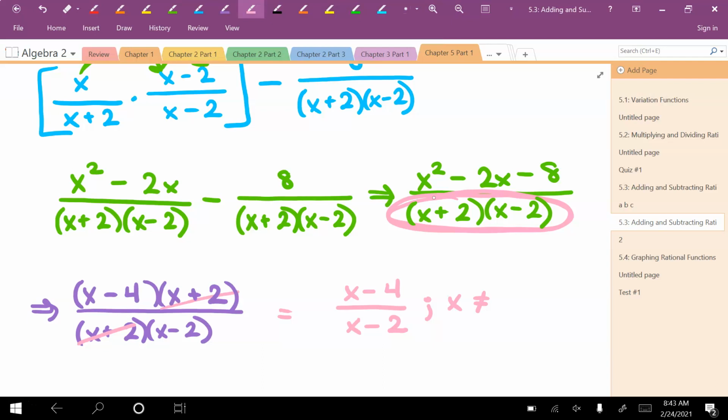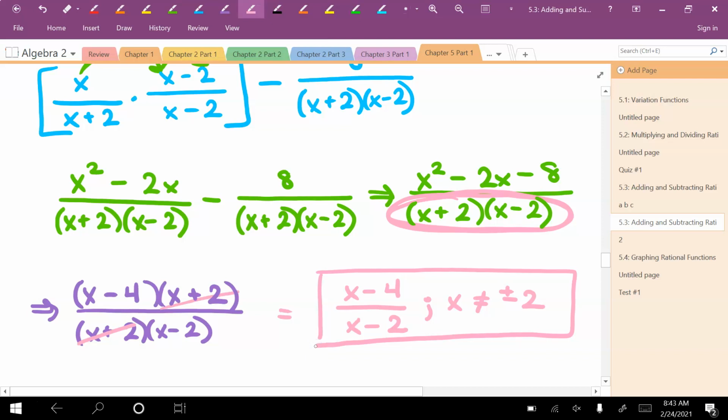Good, negative 2 and positive 2. Because if I take negative 2 plus 2, I get 0. And if I take 2 minus 2, I get 0. So x cannot equal positive or negative 2. So I'm just going to write that as plus minus 2. Now you could separate it. You could say 2 and then comma negative 2 if you wanted to keep them separated out. That's fine. All right, I want you guys to try number 3 on this page.